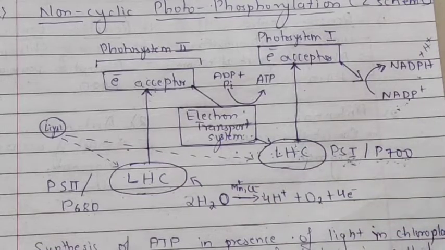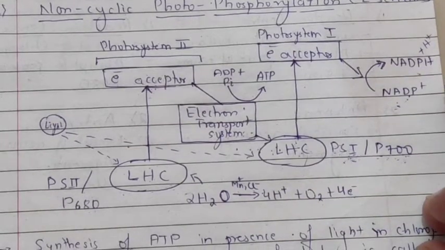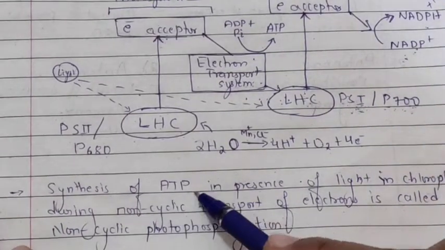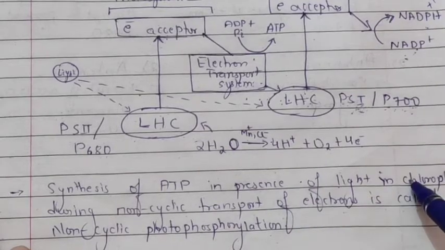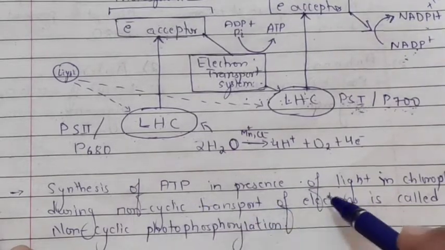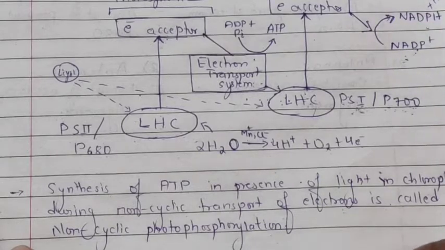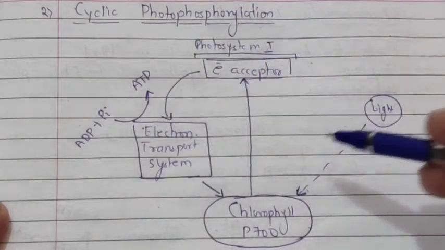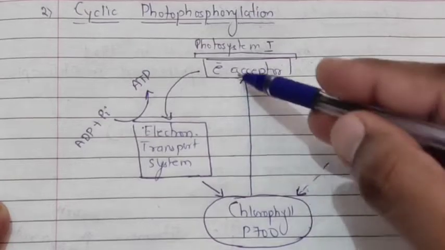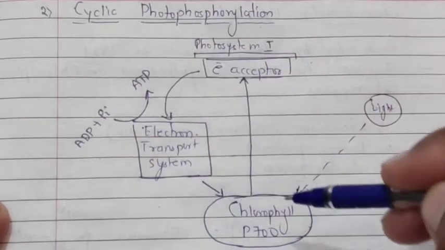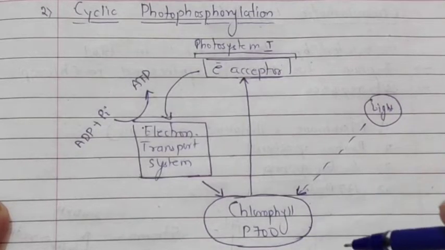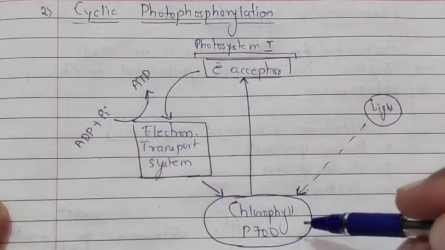Clear? So let us have a look at the definition of non-cyclic photophosphorylation once again. The synthesis of ATP in presence of light in chloroplast during non-cyclic transport of electrons is called non-cyclic photophosphorylation. Okay, now let us study cyclic photophosphorylation. In cyclic photophosphorylation, there is a cyclic movement of electrons, and this takes place only in photosystem 1. Only photosystem 1 is functional over here.